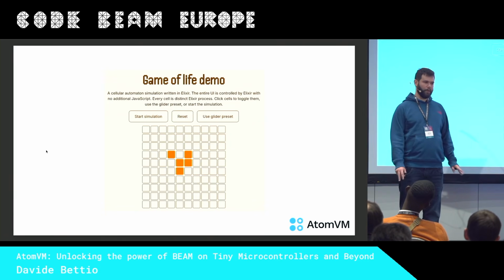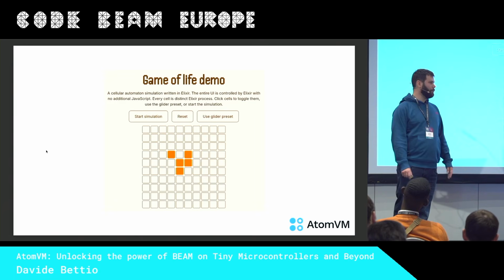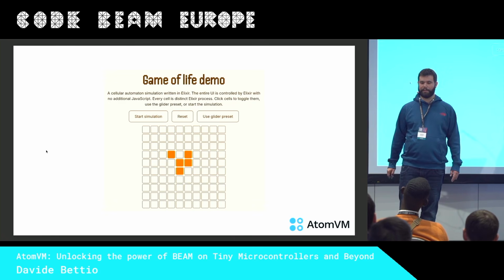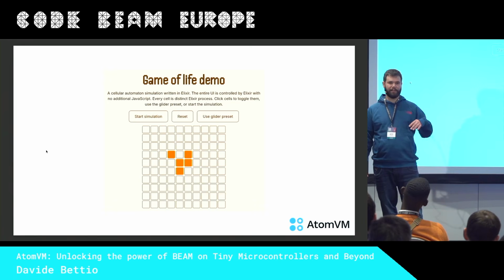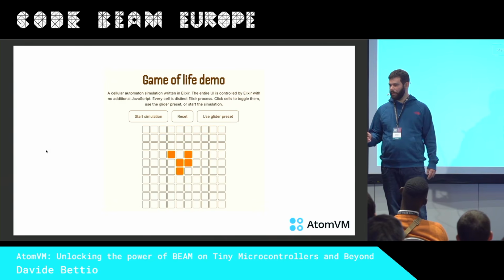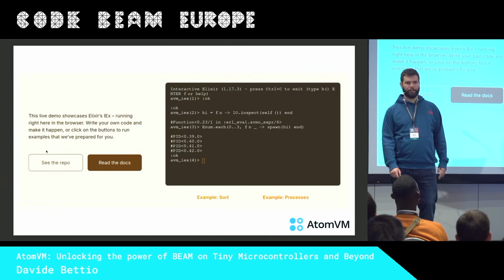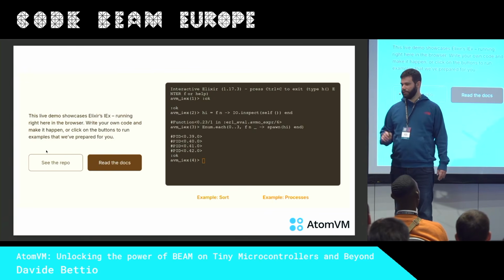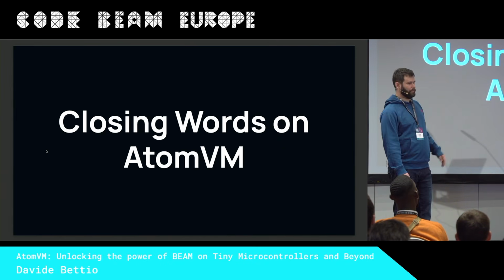And if we want to think about what you can do with Popcorn, this is a very simple example. This is a game of life where every single cell is a different Elixir process. So every single cell is an Elixir process running inside AtomVM, running in the browser. And there is another cool demo, my favorite one actually, that is the Elixir shell running in the browser. So you can even try Elixir without having to install it locally on your computer. That is super cool. And yeah, I have some closing words about AtomVM.